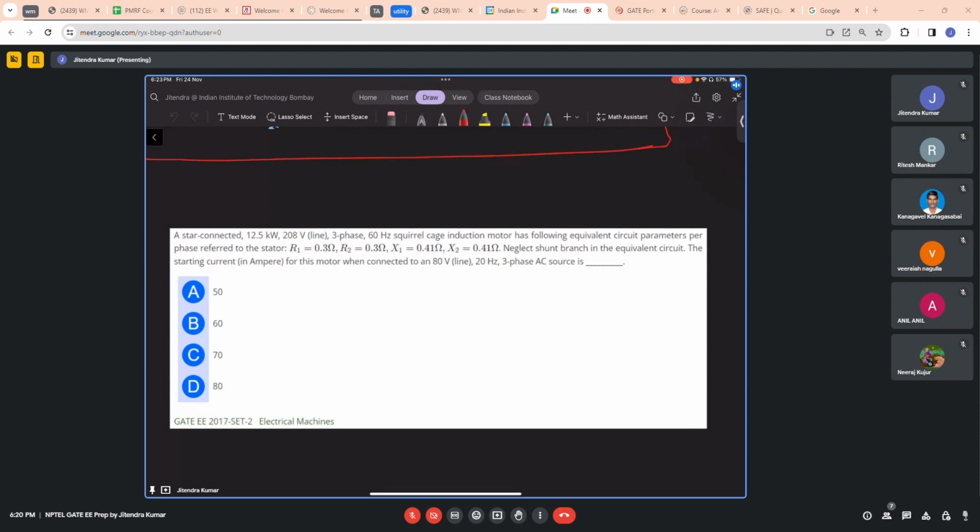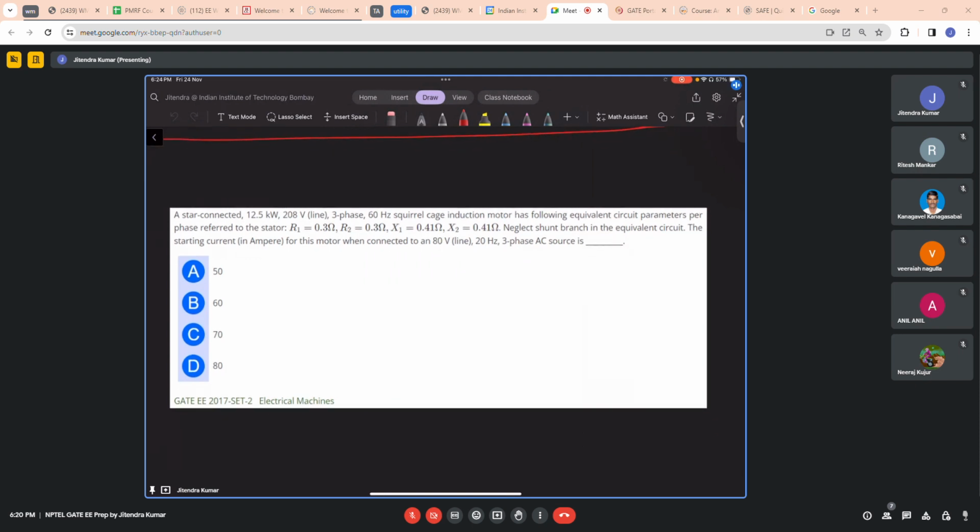Here, a star connected 12.5 kilowatt, 208 volt line, which is the line value of the voltage, right? It is not the phase value, 208 volt. Three phase 60 hertz squirrel cage induction motor has the following equivalent circuit parameters. These are the equivalent circuit parameters, R1, R2, X1, X2, in terms of the simplified equivalent circuit. R1 is the stator resistance and R2 is the rotor resistance, X1 is the stator leakage reactance and X2 is the rotor leakage reactance. Here also we are neglecting the shunt branch in the equivalent circuit. The starting current we need to find out for this motor when connected to 80 volt of line voltage. Okay, so you need to provide me some hint to proceed with this particular problem.